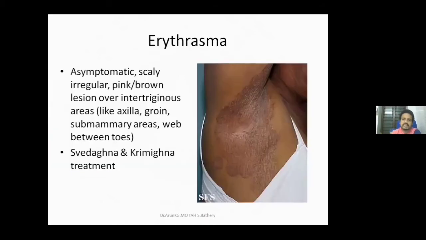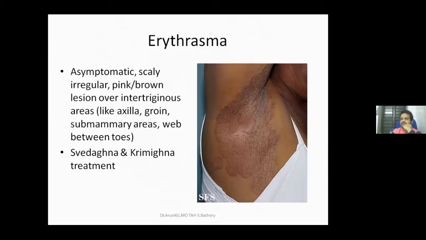Then erythrasma is also very common. As we discussed in the case of pityriasis versicolor, like the fungal case, pityriasis was there, along with or separately also erythrasma we will be getting in our OPD. So, asymptomatic, scaly, irregular, pink-brown lesion over intertriginous areas. Here also treatment we have to opt.